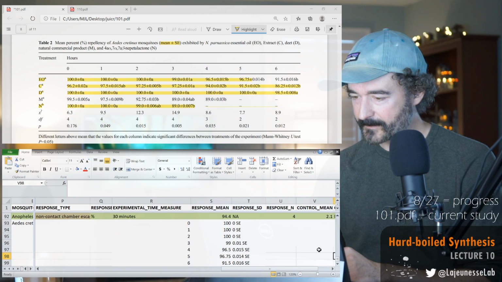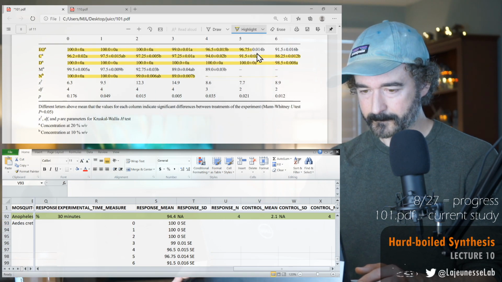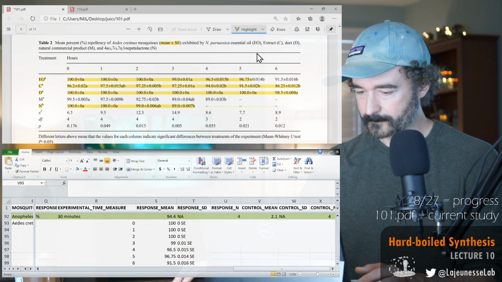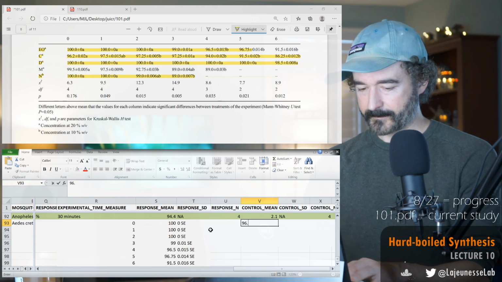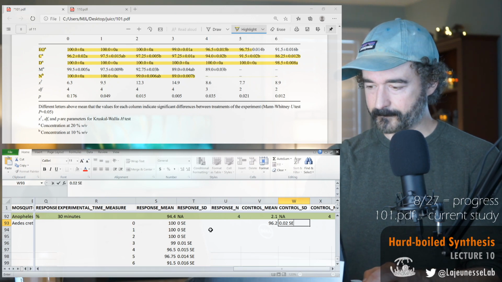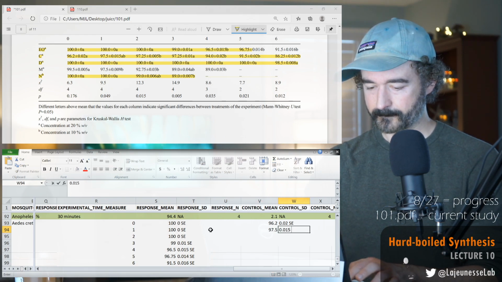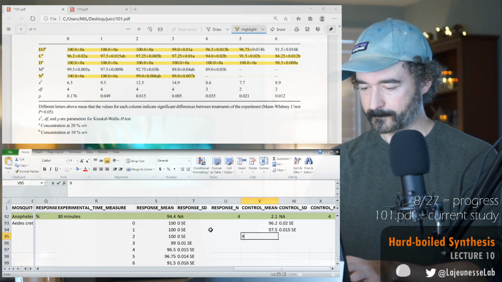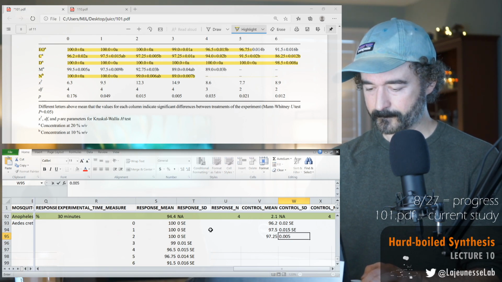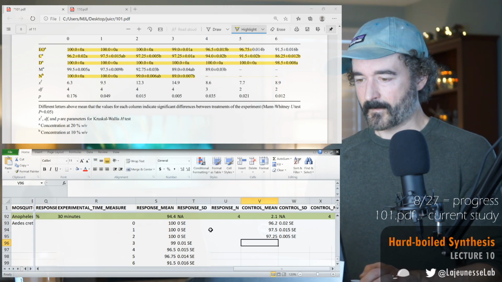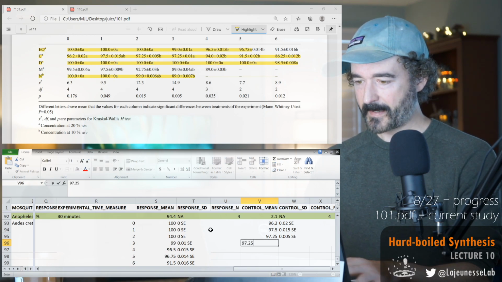Don't know the sample size. And then the control, which is the DEET. 97.25, another 97.25.